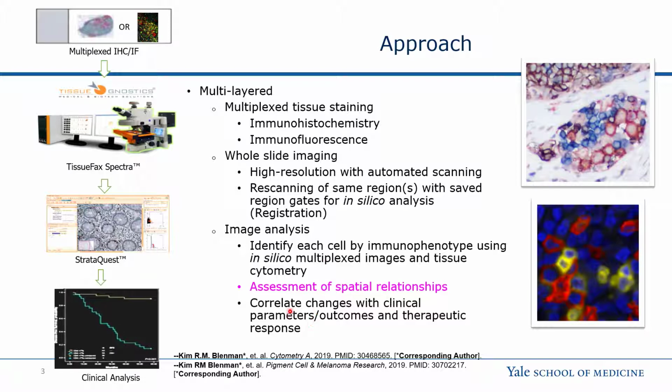So looking at correlating changes with clinical parameters and outcomes and therapeutic response, but mostly for this talk about assessment of spatial relationships. And for this, actually, we use the TissueGnostics TissueFAXS Spectra system and software. And as you can see quite nicely, as an example of the software itself and some of the clinical analysis outputs that we do get.